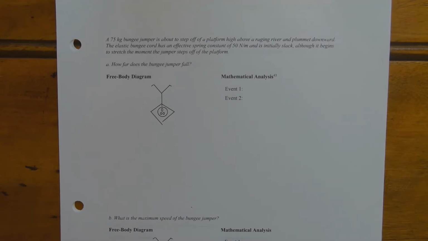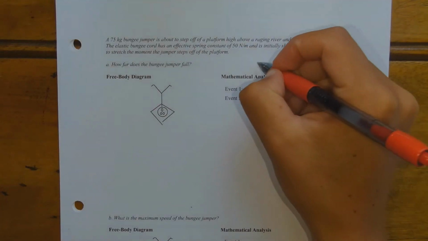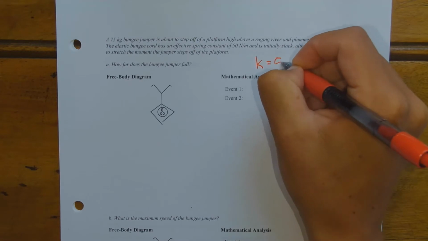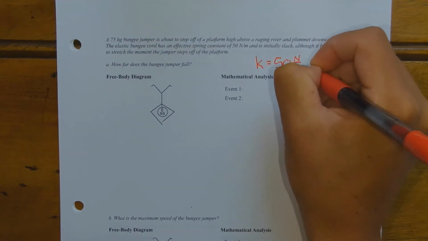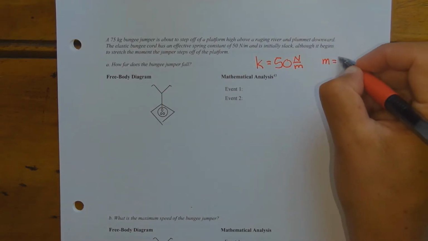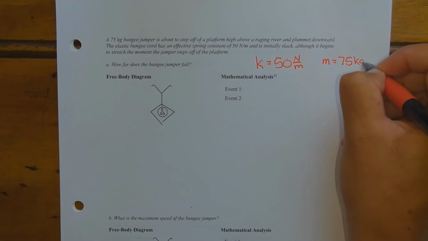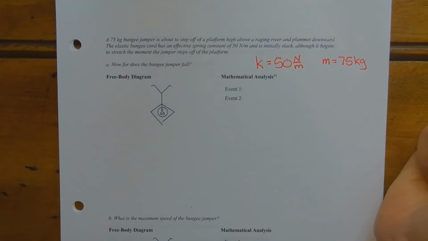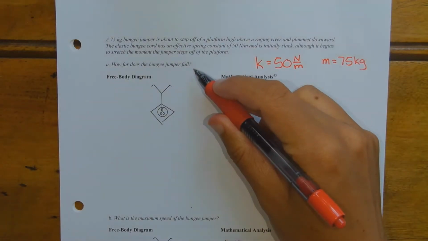In this problem, we can treat the bungee cord as a spring as long as it is being stretched. It does not make sense to treat the bungee cord as a spring being compressed, but if it's being stretched, we can treat it as a spring, and k is equal to 50 newtons per meter. It begins to stretch the moment the jumper steps off of the platform, and the mass of the jumper is 75 kilograms. We want to know how far the bungee jumper falls.